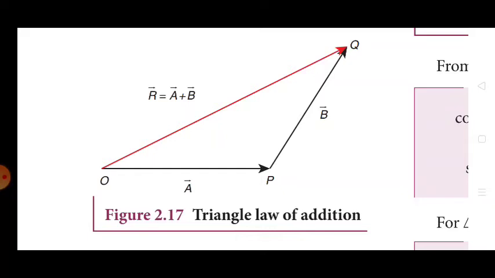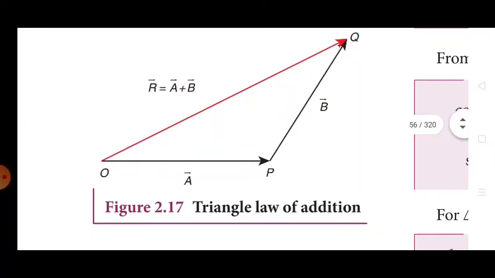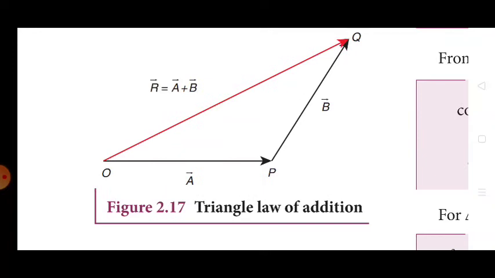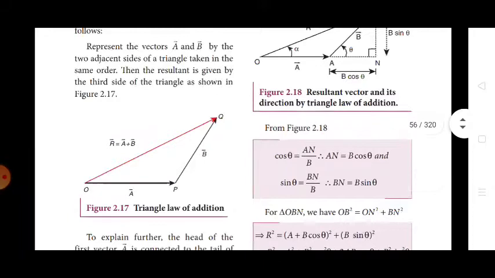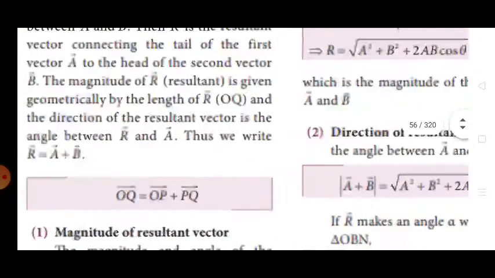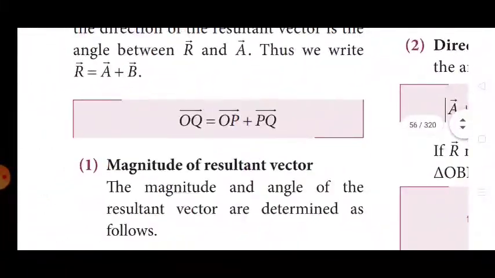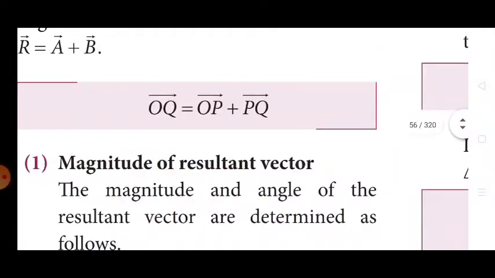So the tail of B vector is connected to the head of the A vector. Now the head of the B vector is connected to the tail of the A vector. So these two vectors form a triangle. So we will get the resultant vector R vector is equal to A vector plus B vector. We can get OQ vector is equal to OP vector plus PQ vector.